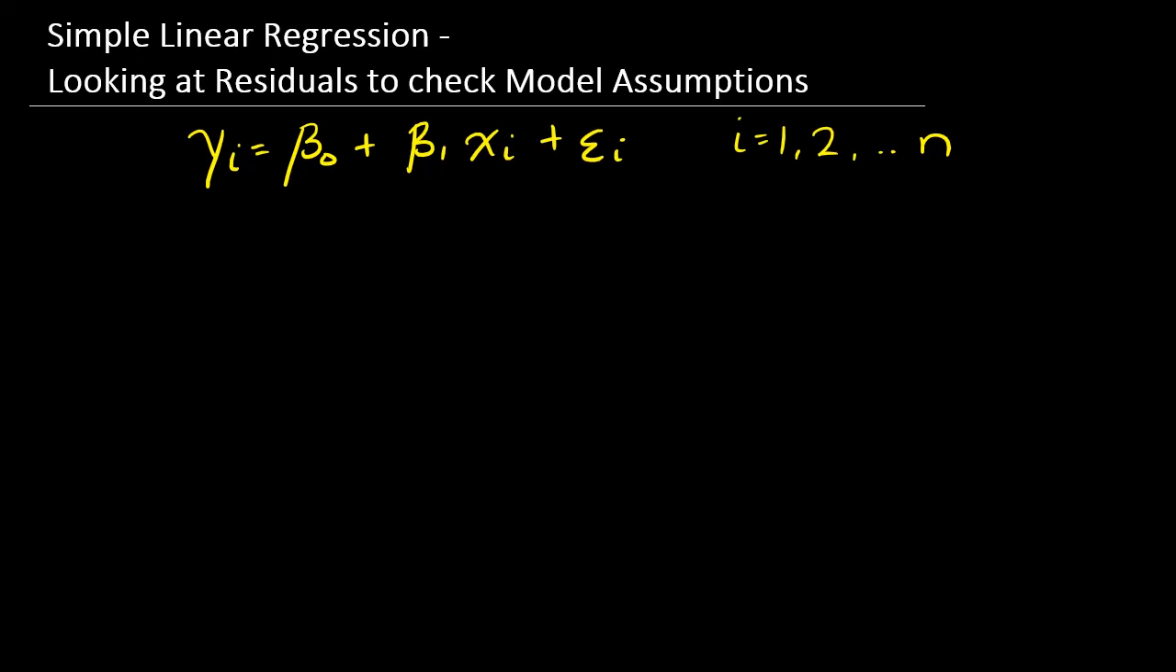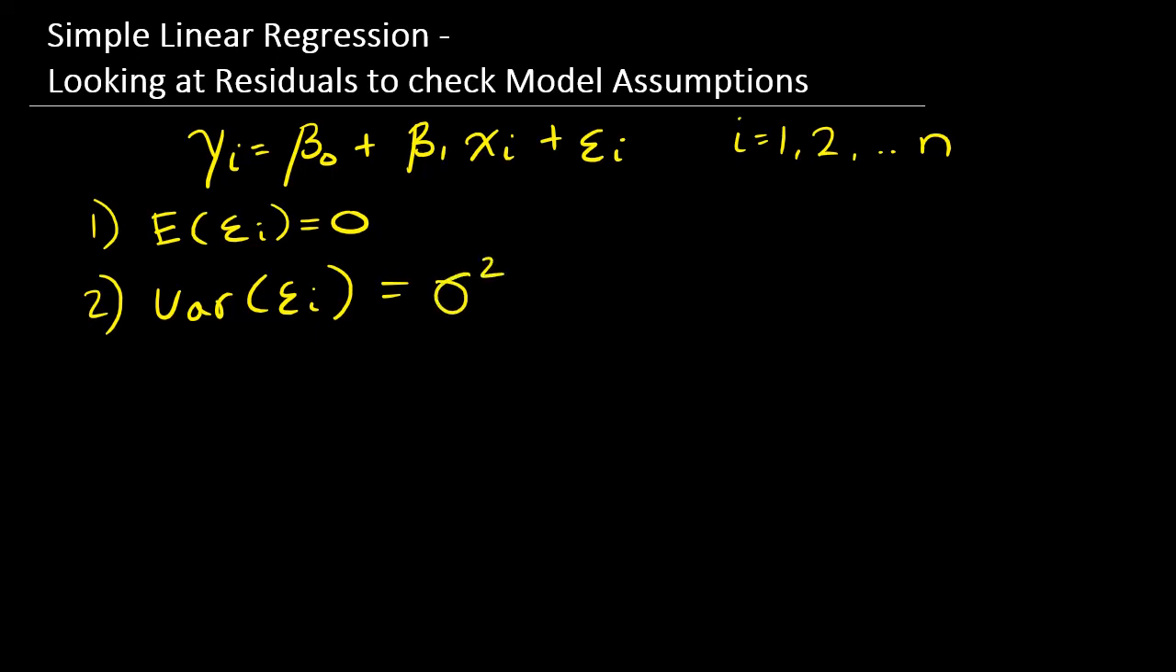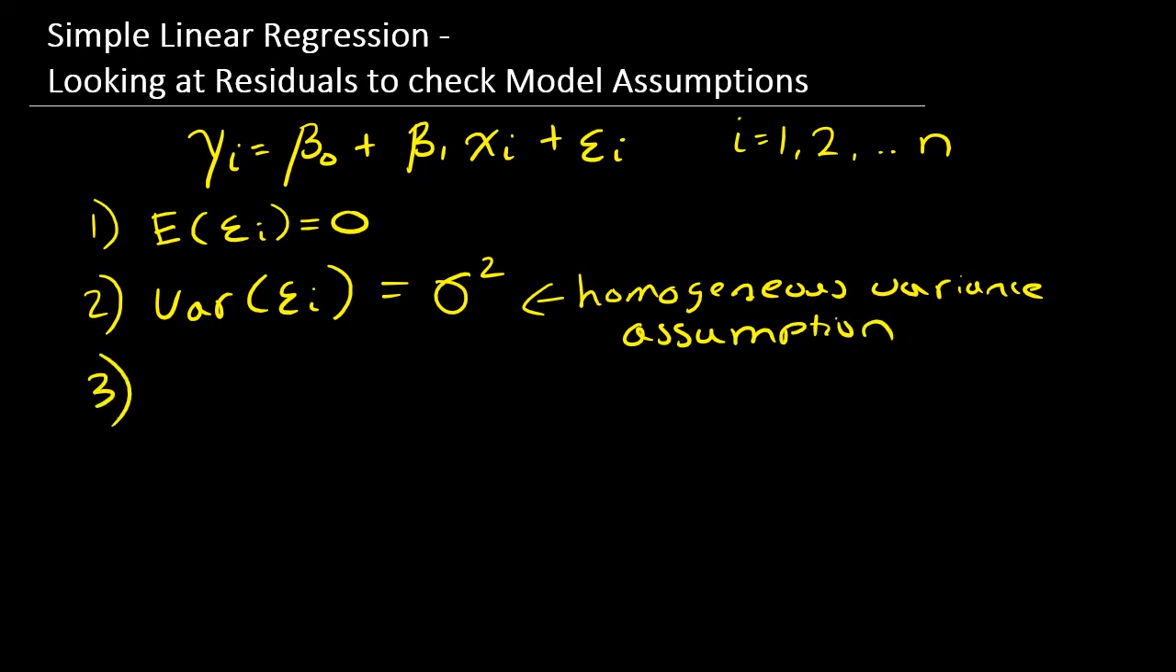And the assumptions for this model: the first assumption is that the expected value of these error terms equals 0. So how do we know if that's being held true? That's what we're going to talk about and show in this video. Additionally, the variance of these epsilon sub i's has to equal sigma squared. Notice sigma squared doesn't have an i on it, so it's the same variance for all these observations. This is called the homogeneous variance assumption. And third, the assumption that these error terms are uncorrelated.